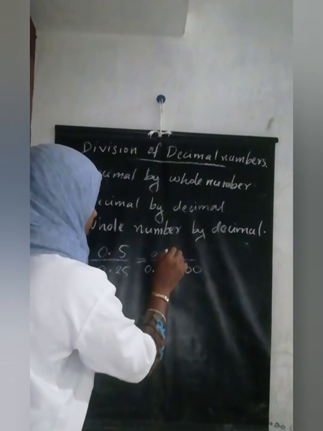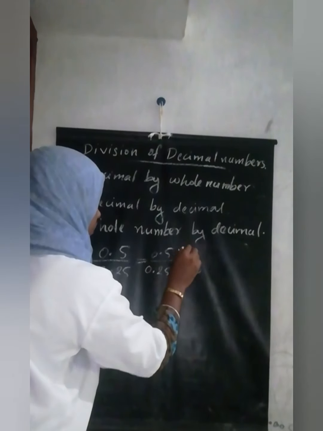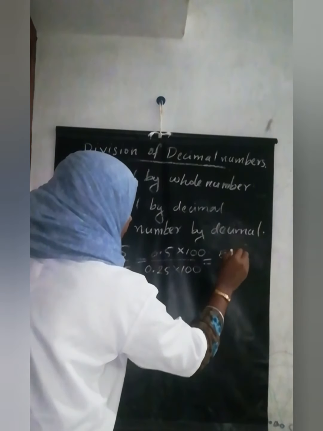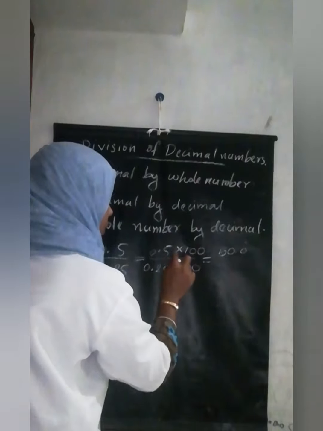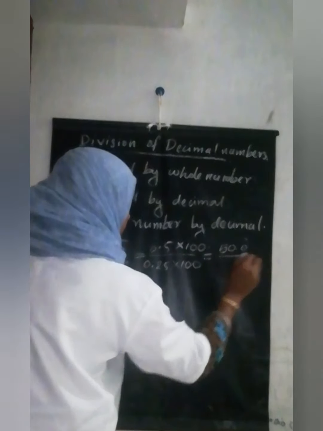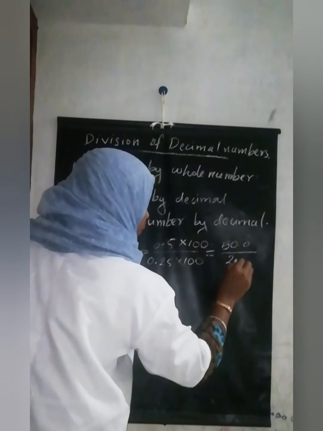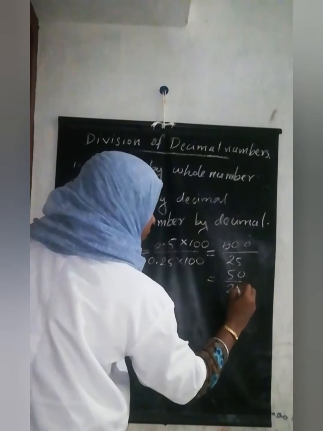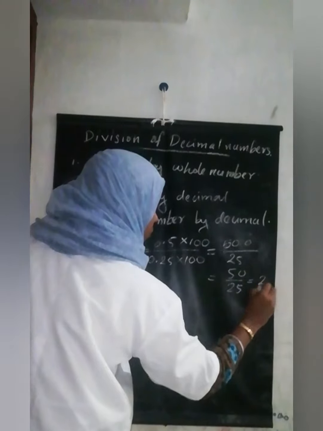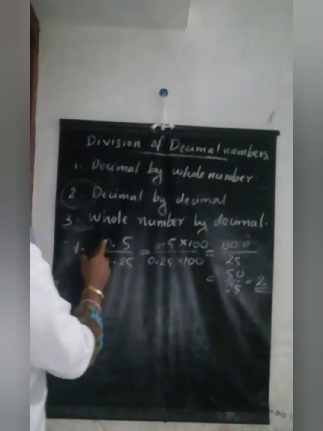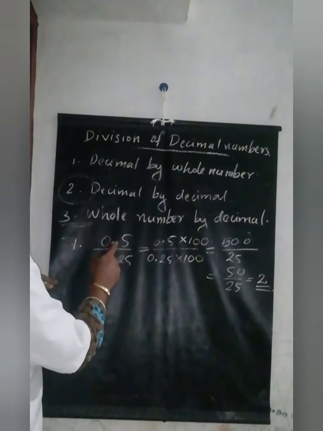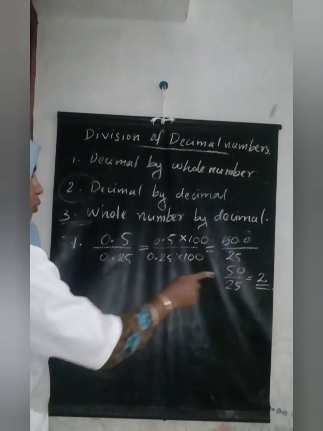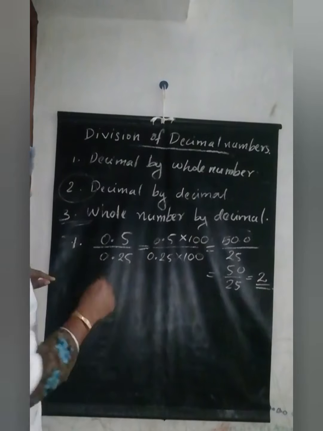Similarly, you have to multiply the numerator also by the same number. Then the numerator becomes 50.0. Then the denominator will be 25. Then we can do it. How many is 50 divided by 25? The answer is 2. When we think practically, how many quarters are there in half? Actually that is the question. Then we can understand that 2 quarters are there in a half.